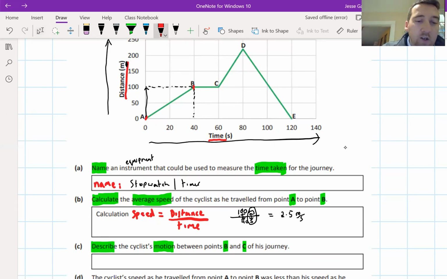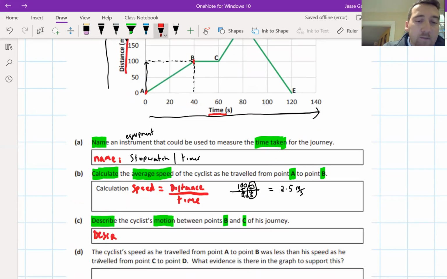So that's what I want you to do. I want you to describe the motion between B and C. Pause the video and write down the answer. Okay, so here's a bit of help if you weren't sure.